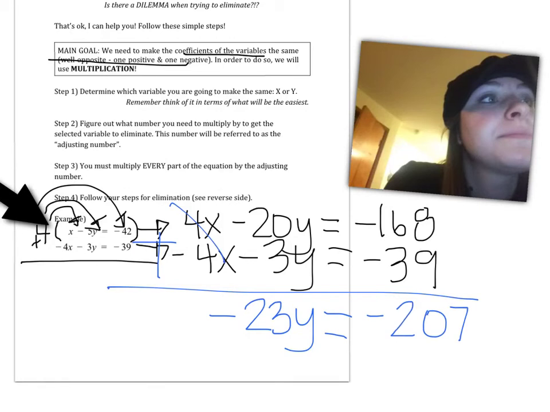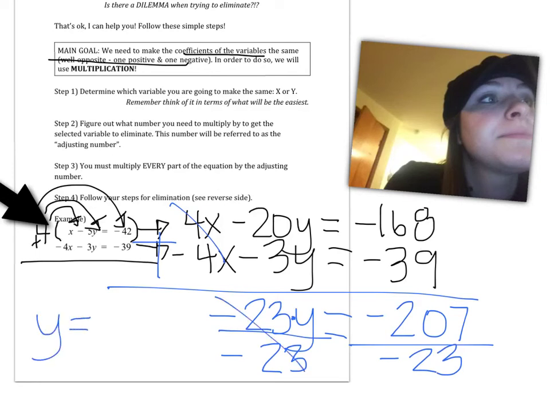Right now, the negative 23 and the y are attached with multiplication. I need to undo it by division. So I'm going to divide each side by negative 23. And then my negative 23s would cancel. I'm left with y equals negative 207 divided by negative 23. Negative divided by negative gives us a positive. y is positive 9.